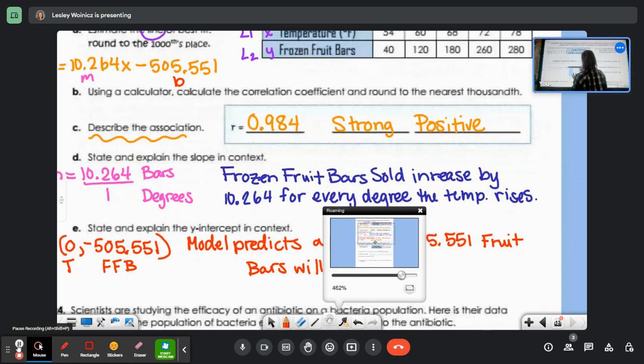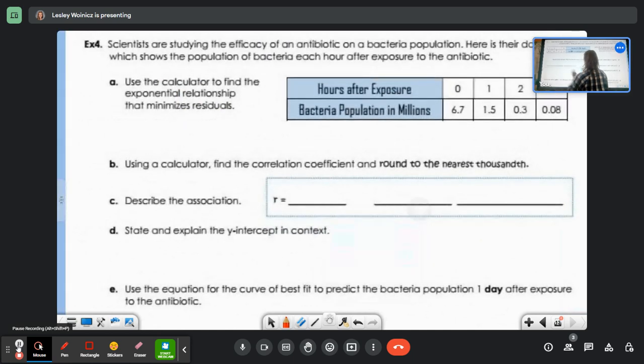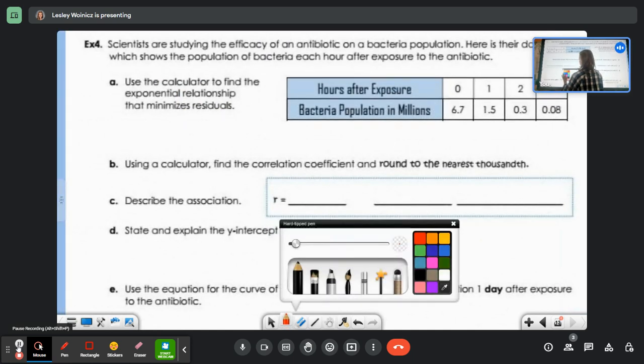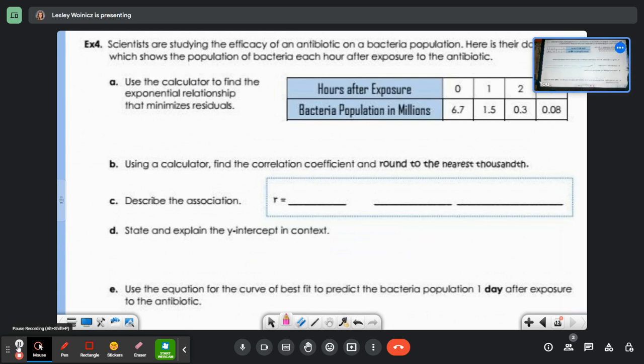Okay, let's do another one. That one was so much fun. Let's do another. This one will go faster because now we know what we're doing. Scientists are studying the efficacy, that means the effectiveness, of an antibiotic on a bacteria population. Here is their data, which shows the population of bacteria each hour after exposure to the antibiotic. So an antibiotic is supposed to kill bacteria. So we're expecting that after these bacteria are exposed, they will start dying and the population will decrease.